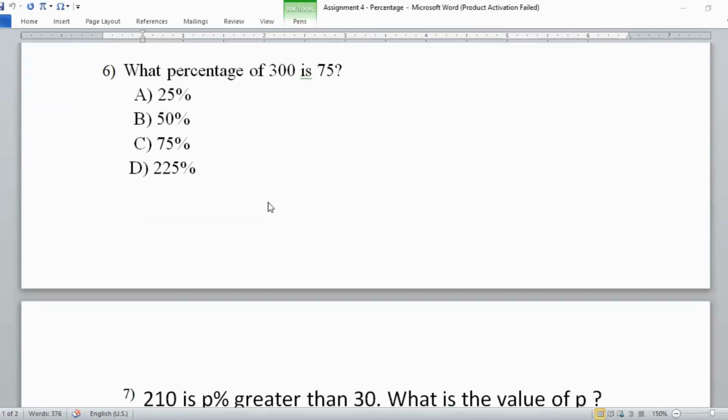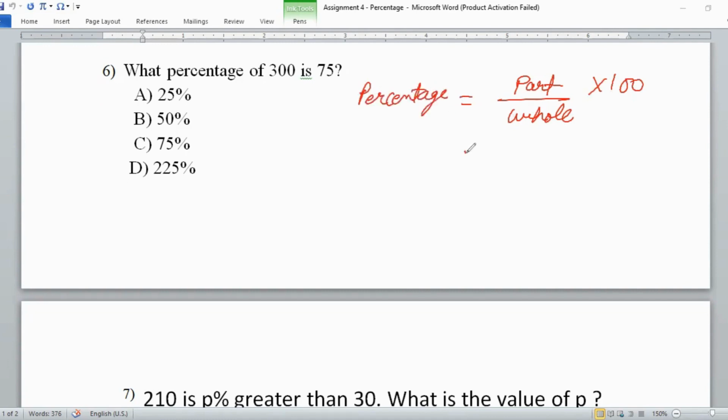So the next question for us is question number 6. It says, what percentage of 300 is 75? If you want to find 75% of 300, what you do? You take 75 over 100 and then multiply it with 300. Now you have to find 75 as a number out of 300. So you have a fraction, which is a part from a whole thing. The 75 is a part of 300 and you will multiply it with 100 to find the percentage.